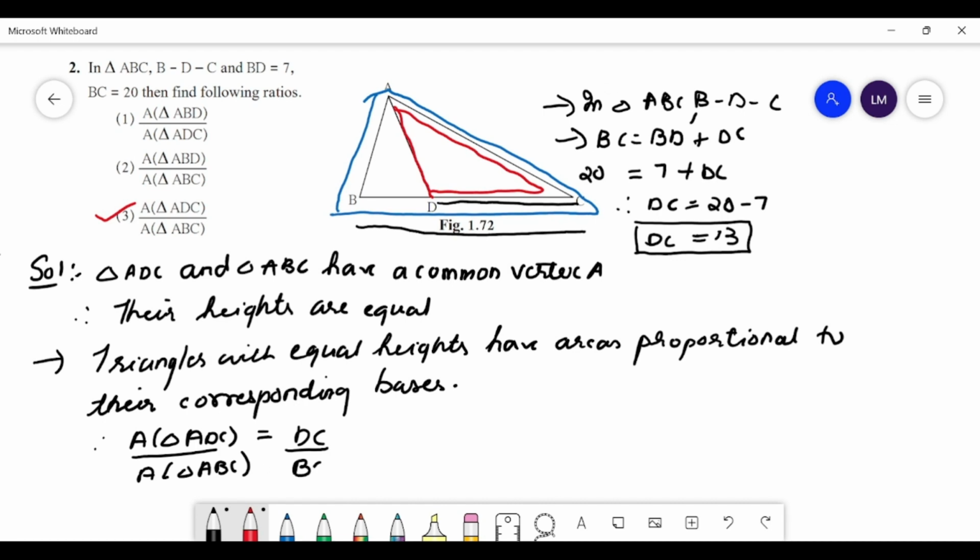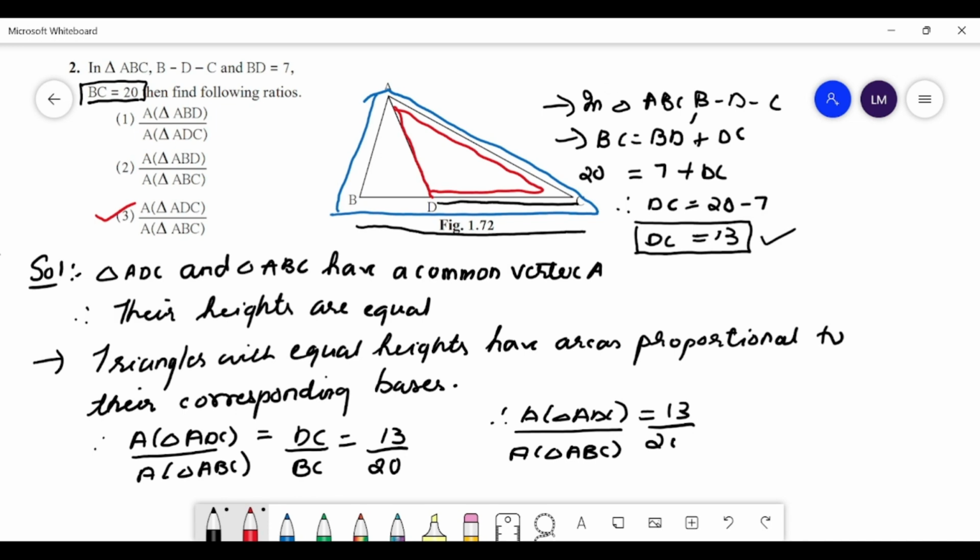So we can write here BC, but the values are given in the question, so we need to substitute the given values. So the value for DC from here we already got, it is 13, and the value of BC is there in the question, that is 20, right? So we can write here as 20. So the final answer we can write, area of triangle ADC upon area of triangle ABC will be equal to 13 upon 20.